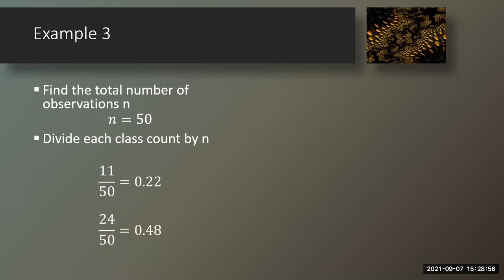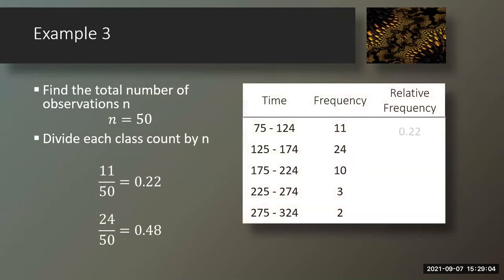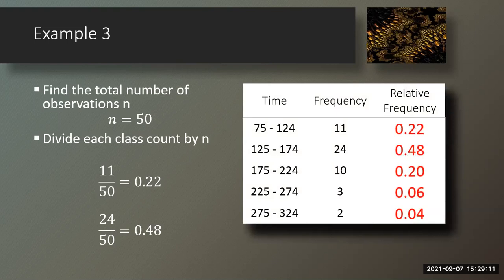The second class, 24 divided by 50, represents 48% of the data points, or 0.48 is the relative frequency. And you can see those come up there, and we'll put the rest of them up there too. So there they are, the relative frequencies for that particular data set.